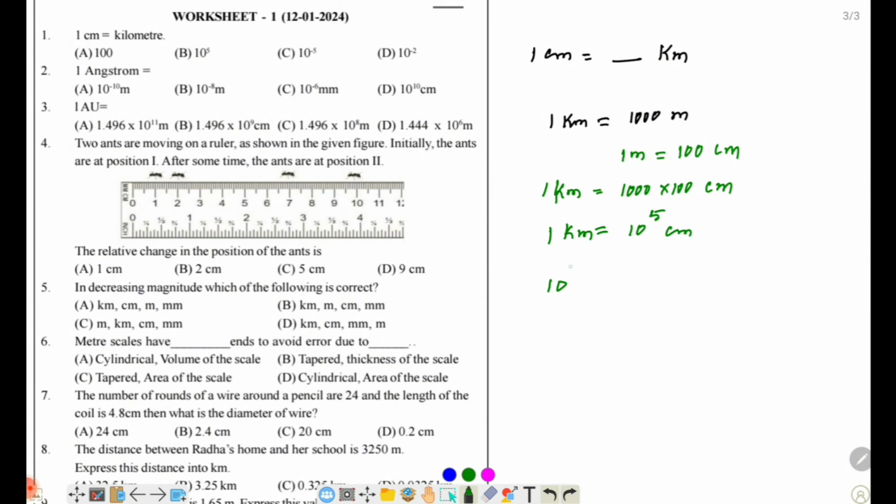So 10 to the power minus 5 kilometer is equal to 1 centimeter. So in this way you can write, right? So the question is 1 centimeter is equal to how many kilometer? So therefore your answer will be 10 to the power minus 5.